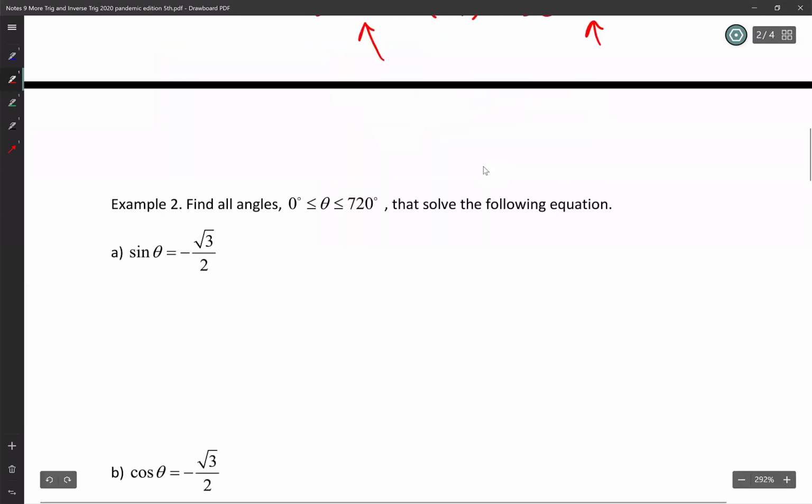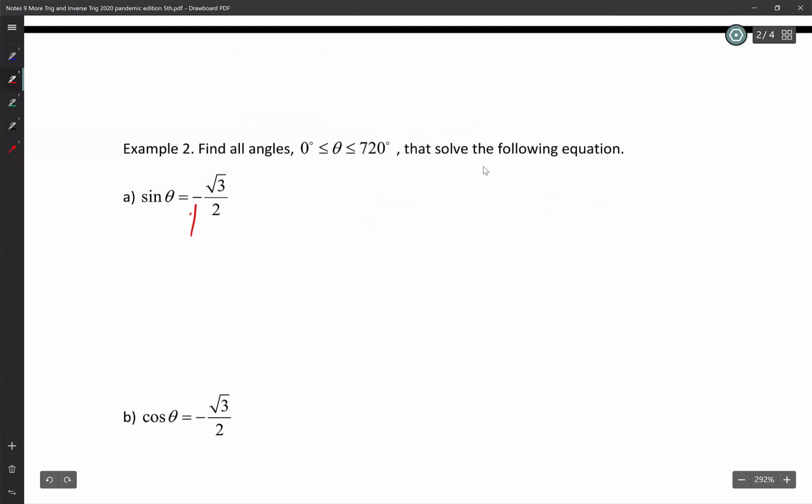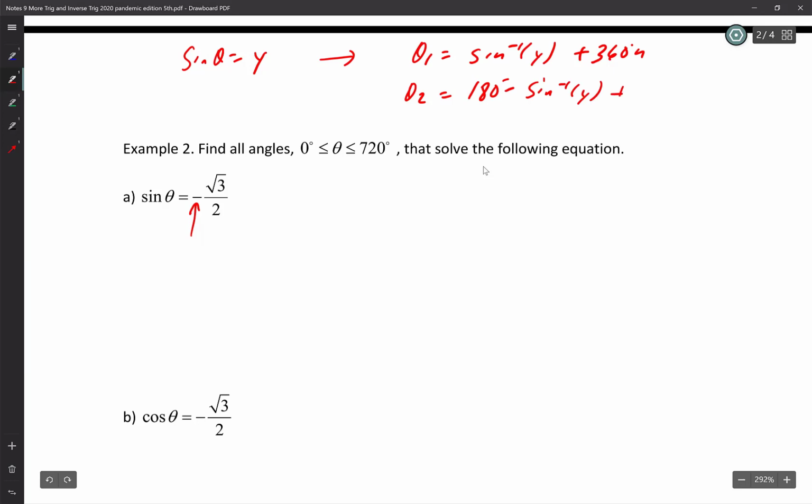All right, here's another one, guys, and I did this one on purpose. I put a negative angle. So you can see, even if you were to do these formulas blindly, you will still get the same answer. So what did I have for formulas last time? We said sine of some angle equals some value y. For theta 1, it would just be arc sine of y plus 360n. And then for theta 2, it was 180 minus arc sine of y plus 360n. Even if we just follow blindly, we'll get the answer.